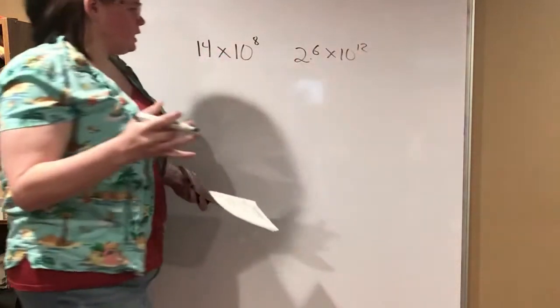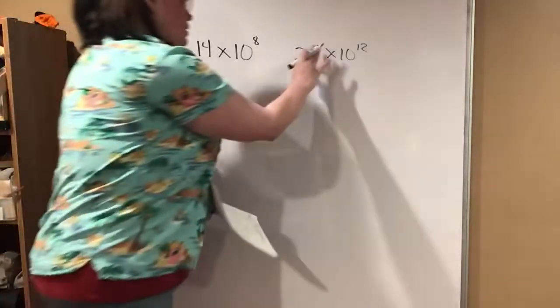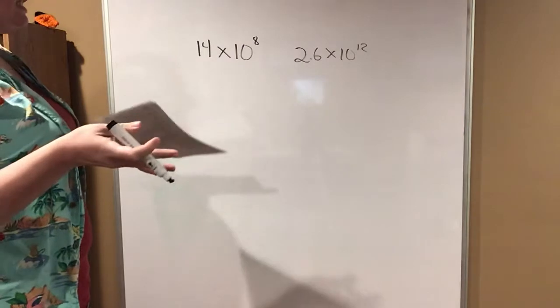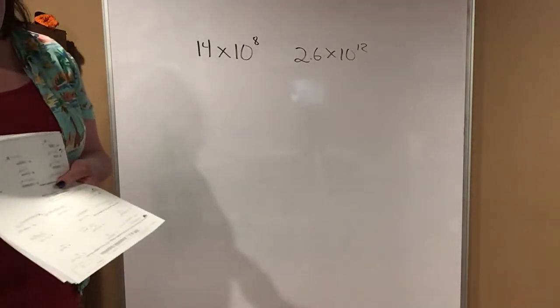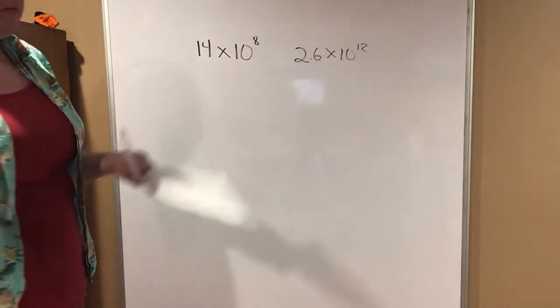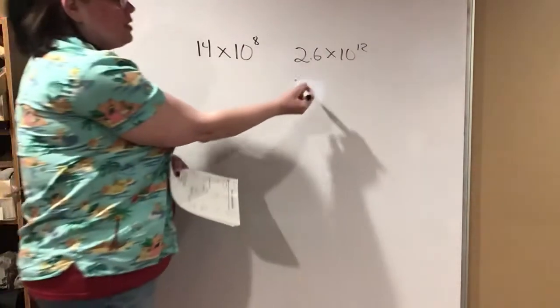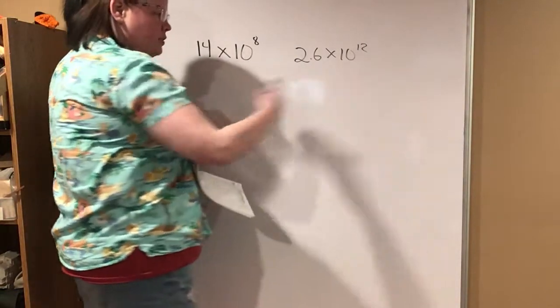So if the number has to be between 1 and 10, that's what it has to be. Has to be between 1 and 10. This number is between 1 and 10, so this is perfect. We don't have to do anything with it.